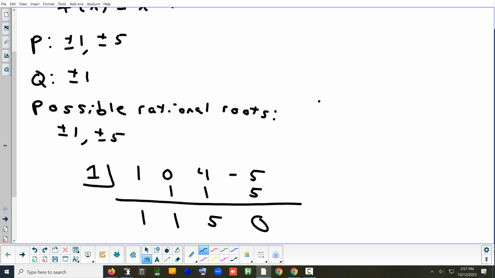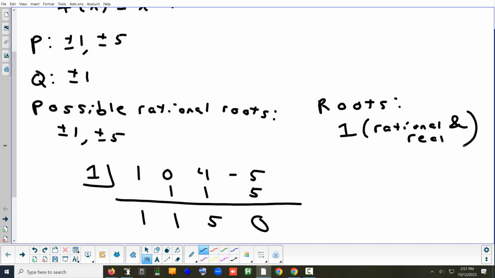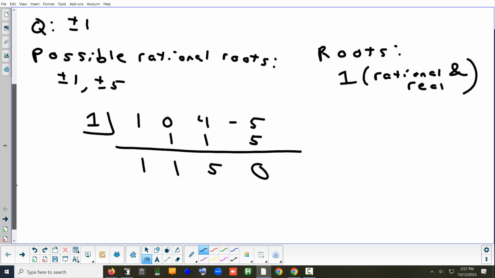Okay. So we'll start our list of roots. We have the 1. And let's identify that. Is that rational, irrational? Is it real, or is it imaginary? It's rational. And then is it real or imaginary? Real. So this is rational and real. That's how you would classify it. All right. Now we're going to find the other roots.